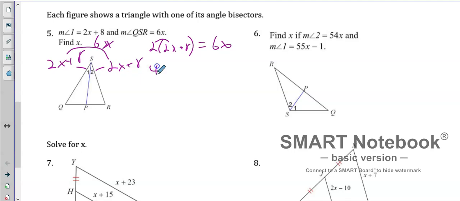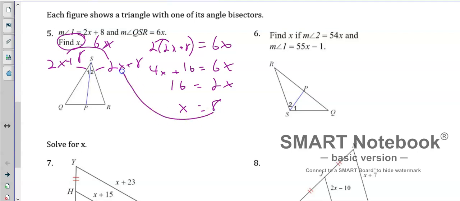Then you can write 2 times (2x plus 8), or (2x plus 8) plus (2x plus 8). Either way, you're going to get 4x plus 16 equals 6x. I'm going to subtract 4x from both sides and get 6x minus 4x is 2x. Now when I divide by 2, x is 8. And that's all we're finding. Now, if the instruction said find the angles, you would plug this in and find out that each angle is 24.